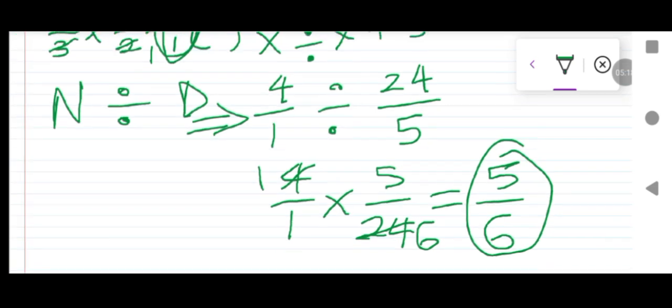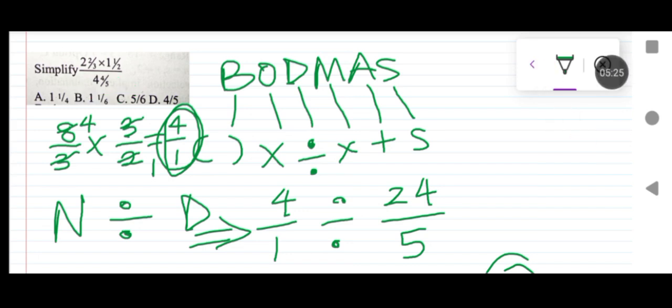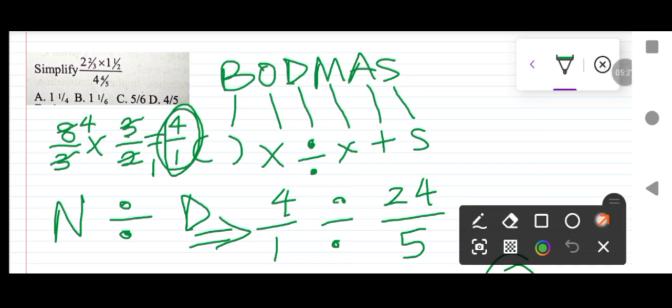So let's go check the options. That is perfect. And 5 over 6, we can see 5 over 6 is right here. So option C is perfectly correct.